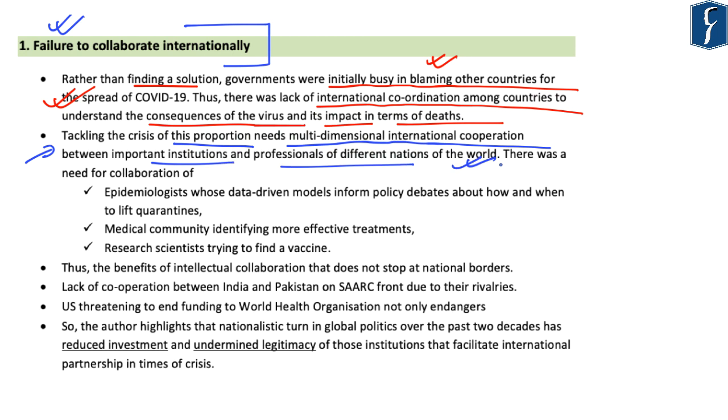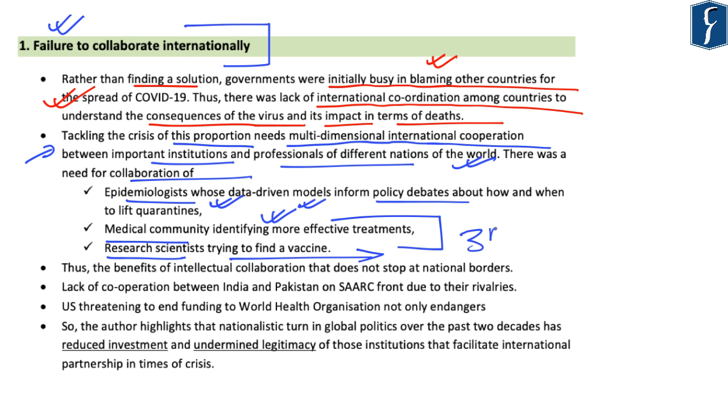So, in this regard, the author says that in order to build a proper response, there was a need for international cooperation as well as collaboration of epidemiologists whose data-driven models inform policy debates about how and when to lift these quarantines. There was a need for collaboration of the medical community in order to identify more effective treatments for this virus, and there was also need for more research scientists so that they could try to find a cure or vaccine so that we could move to the third phase of this pandemic.